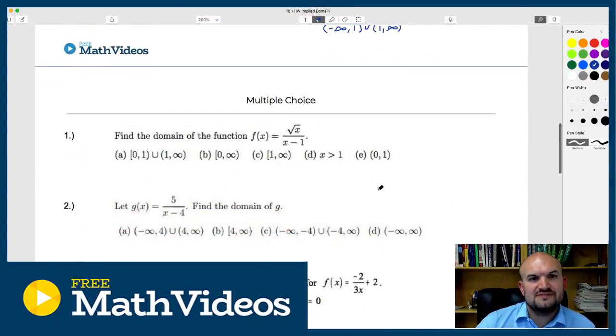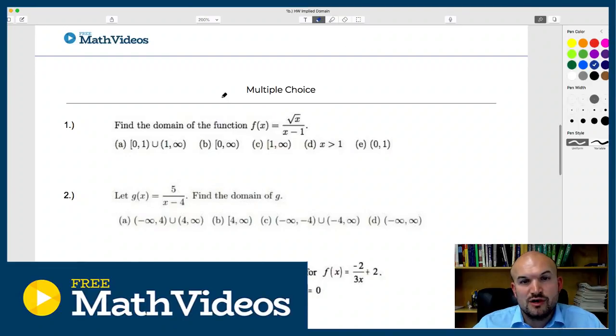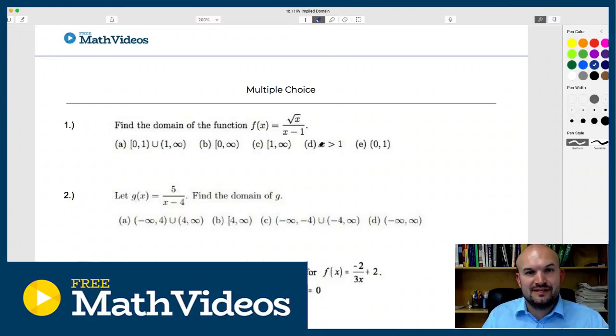So this one says find the domain of the function f of x is square root of x over x minus 1. So automatically I know that x cannot equal 1, so 1 is not going to be in the domain. So I know that one doesn't work. That one could, that one could, that one could. Okay, and this one's from 0 to infinity, so that one's not going to work.